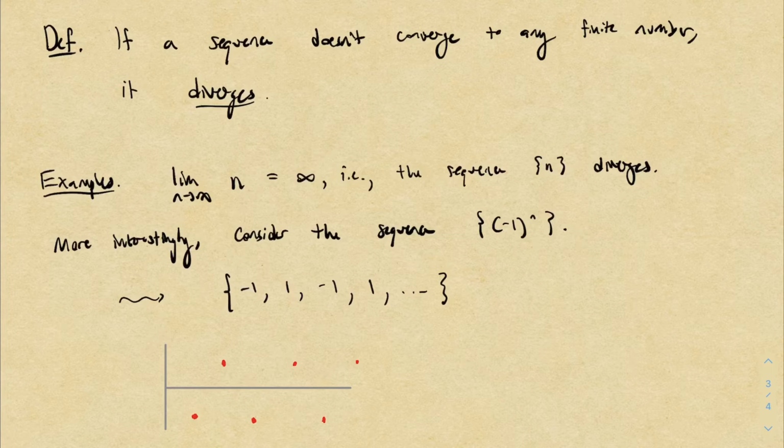So in this case, we just say that the limit of the sequence -1 to the n does not exist. It's not infinity, it's not 0, it's not 1, it's not -1, it just doesn't exist. In other words, it diverges.